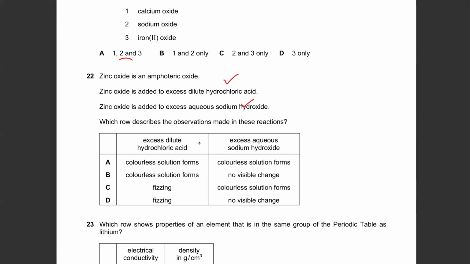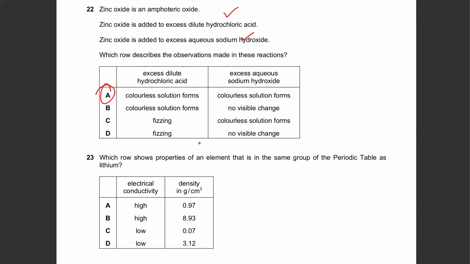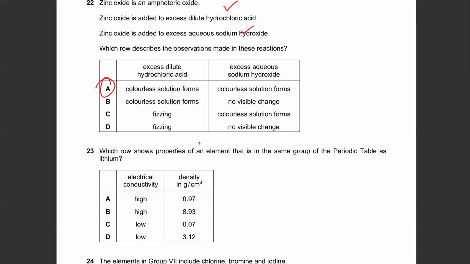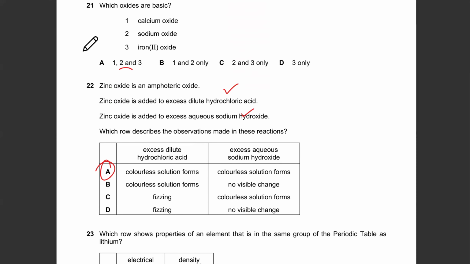So what are the observations made? A and B is from one of them, and then I think it's going to be A, right? Yeah. Zinc oxide will dissolve in both. Zinc compounds are not really insoluble, and there's not going to be any fizzing because metal oxide is going to form salt and water, right?